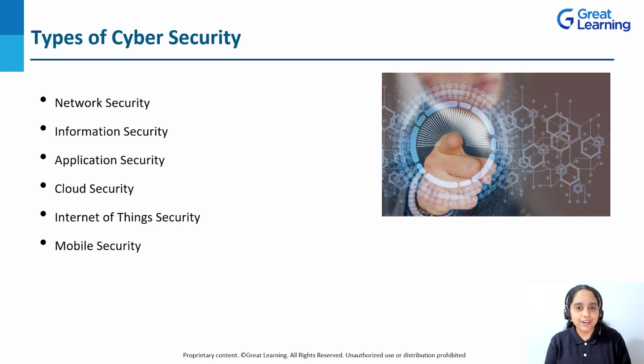Internet of Things security. Internet of Things security is also known as IoT security. It is the process of protecting IoT devices from vulnerabilities. Mobile security. Mobile security is the process of protecting smartphones, tablets, and other various devices from vulnerabilities. Hope you all understood the different types of cybersecurity.